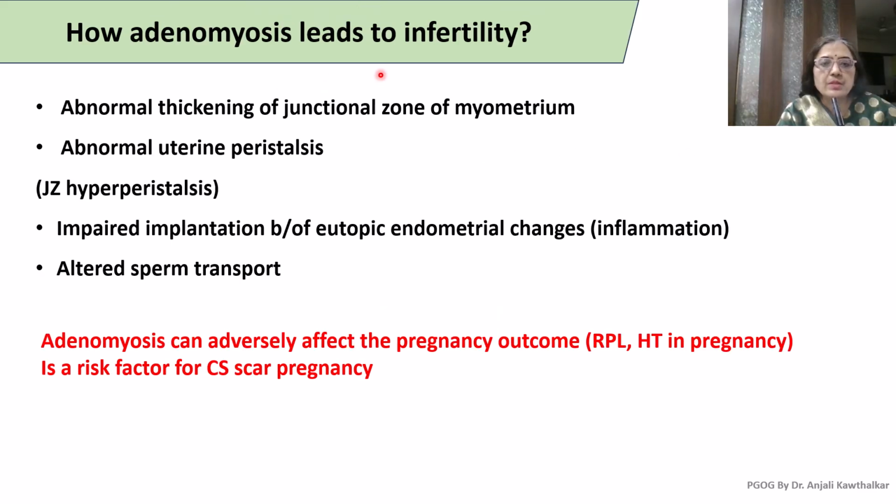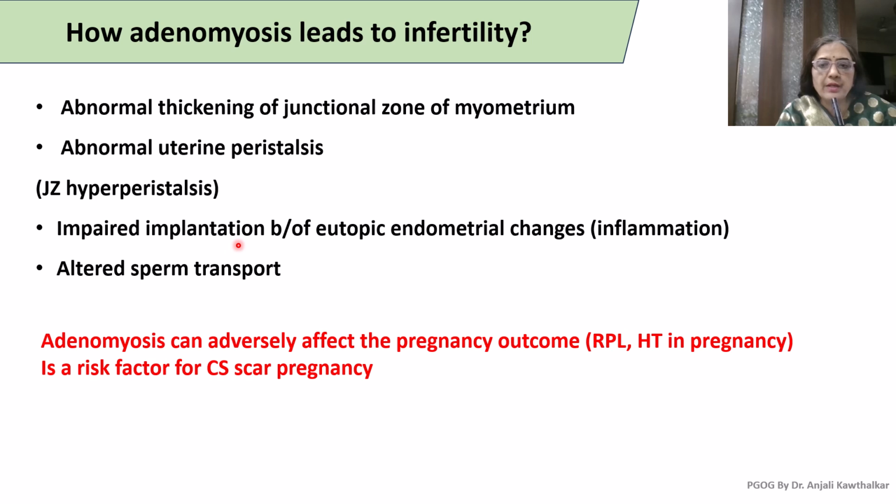Now, how does adenomyosis lead to infertility? There is abnormal thickening of the junctional zone of the myometrium. We have already seen in the previous slide that as the invagination of the basal endometrium takes place, it leads to hyperplasia and hypertrophy of surrounding myometrial cells, ultimately leading to thickening of the junctional zone of the myometrium. That leads to abnormal uterine peristalsis. There is junctional zone hyperperistalsis in cases of adenomyosis.